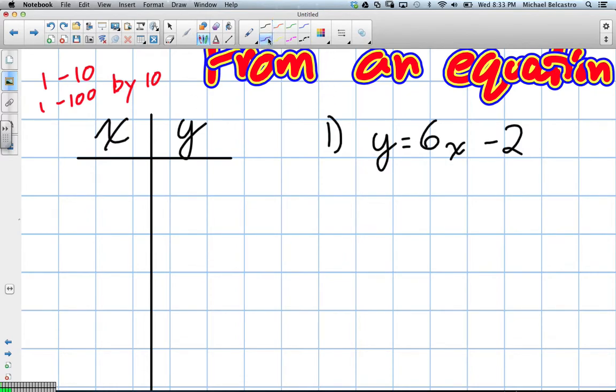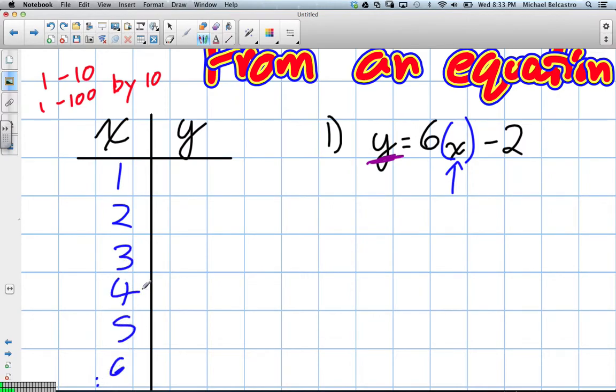But essentially what this table is going to represent is we have to solve all of our y values when we plug in values for x, okay? So if we were going 1 to 10, well, in our x values, we would list 1, 2, 3, 4, 5, 6, and so on, all the way to 10.